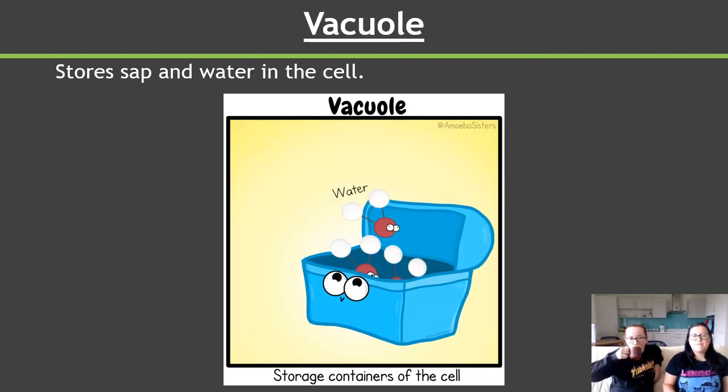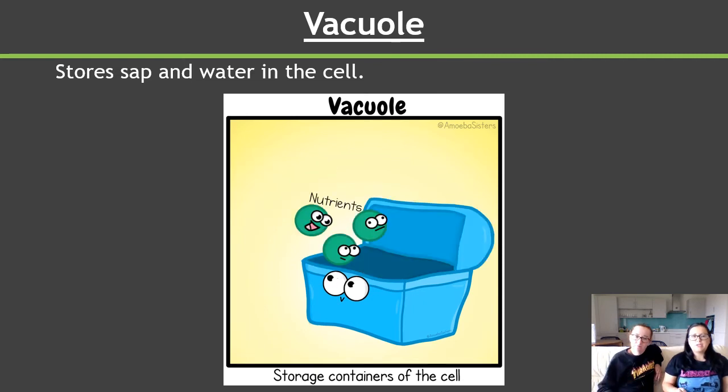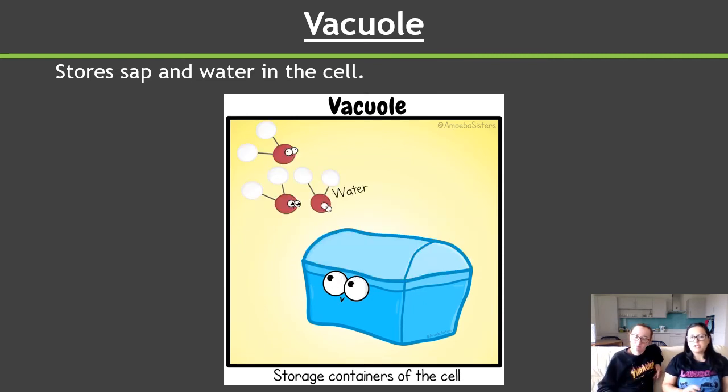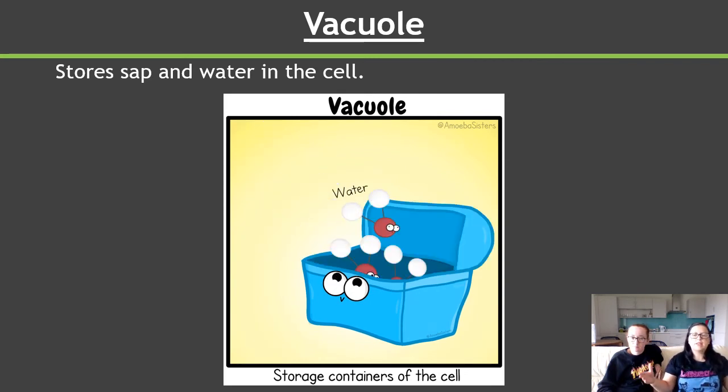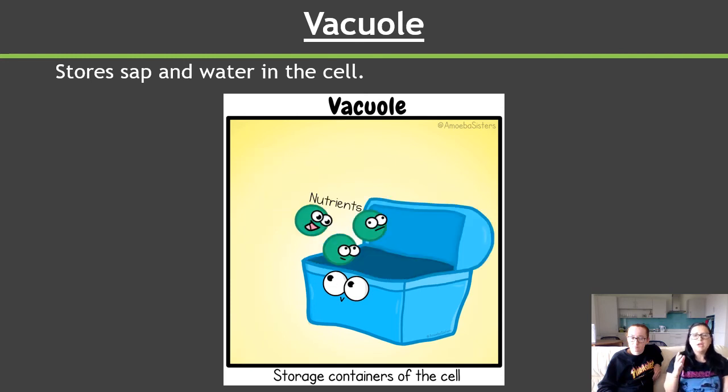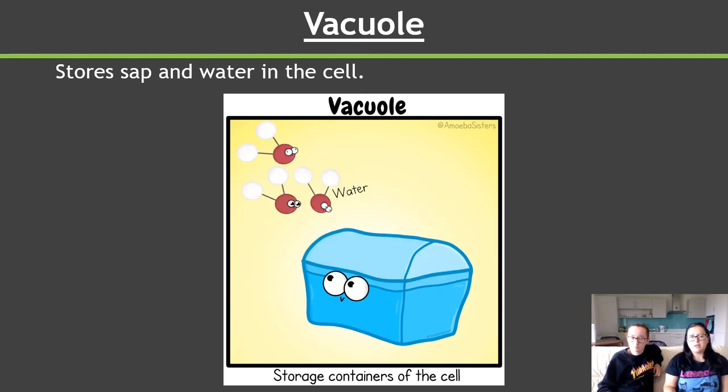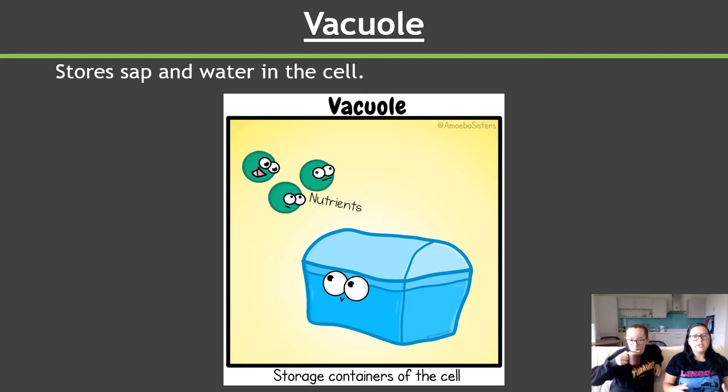Okay, next up is the vacuole. So the vacuole, its job is to store sap and water inside the cell. I like to think of it more like a camel's hump. The idea is the more that it's storing, the bigger that it is, the less that it's storing, it actually shrinks down. It's not the same size all the time. Okay, but the job of it is it's storing cell sap inside plant and fungal cells.